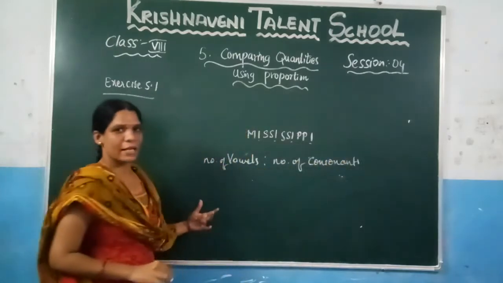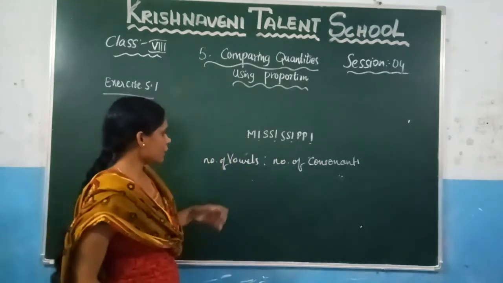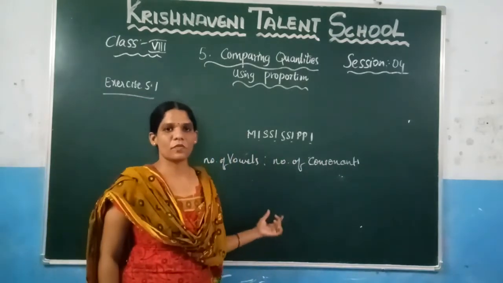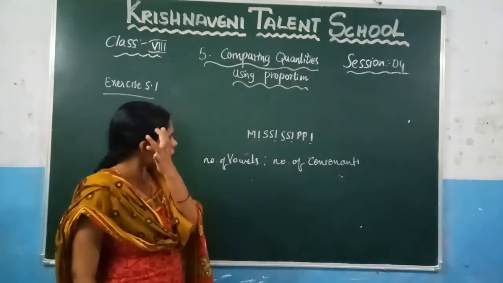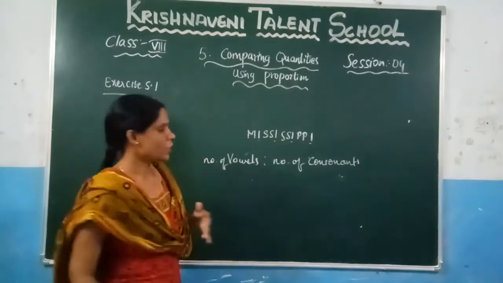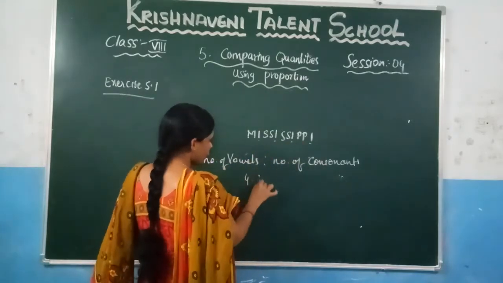This is the question they have asked. They have given one word, which is Mississippi, and they ask you to find the ratio of the number of vowels to the number of consonants. Now let us see how many vowels are there in this word. You can clearly count it here: 1, 2, 3, 4. 4 vowels are there, right?